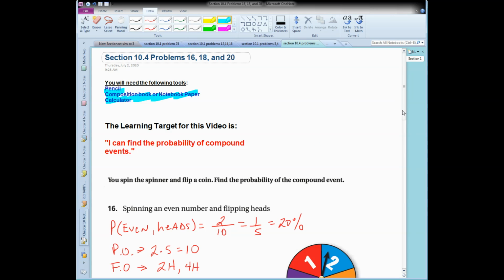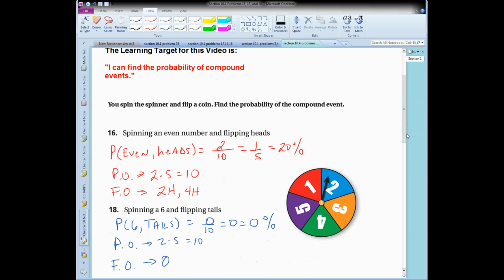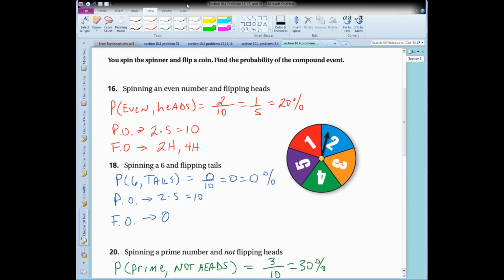The learning target for this video is I can find the probability of compound events. So what's going on here? You're spinning a spinner and you're flipping a coin, and we need to find the probability of the compound event.